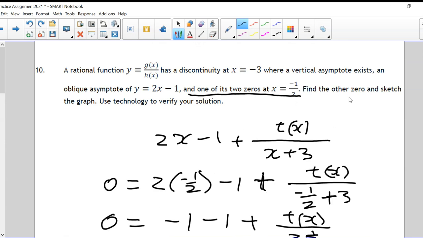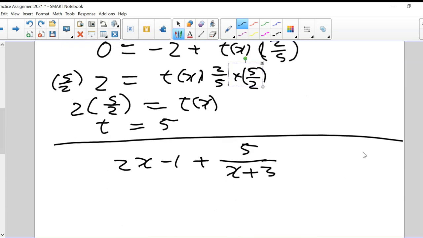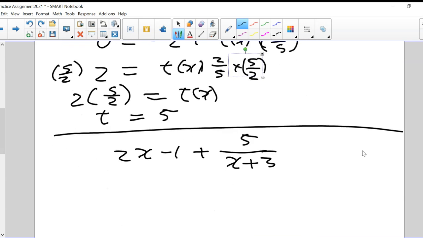But now it says find the other 0 and sketch the graph. Use set notation to verify your solution. Okay, how am I going to find the other 0, folks? I'm turning that back over to you now. What other value of x is going to make this thing equal to 0? What do you think would be a good way for us to solve that? Any ideas as to how I might be able to solve that? There's another value of x that makes this equal to 0. Come on, folks, I need your help now. I'm not going to just spoon feed everything to you.